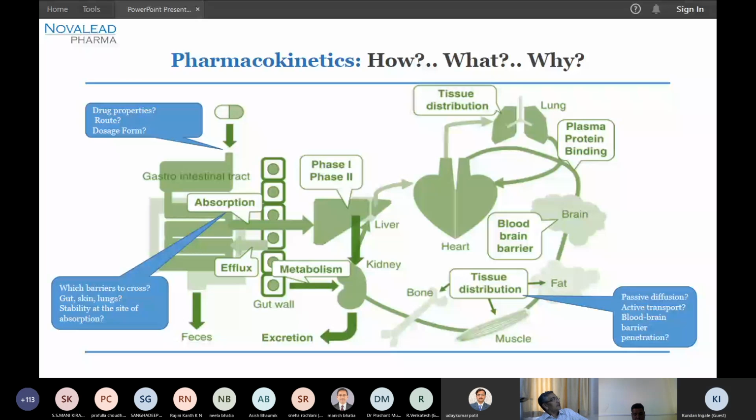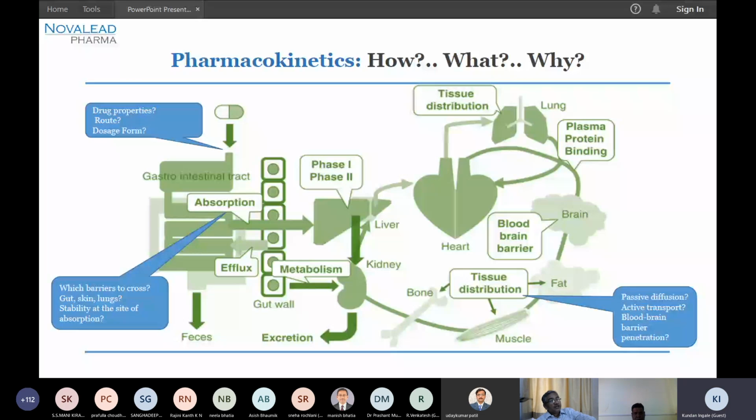So these are different problems. Once the drug molecule enters your systemic circulation, it also has to be transported into different tissues. To enter these tissues, it may have to go through passive diffusion or active transport. If it has to work in the brain, it may also have to penetrate the blood-brain barrier.